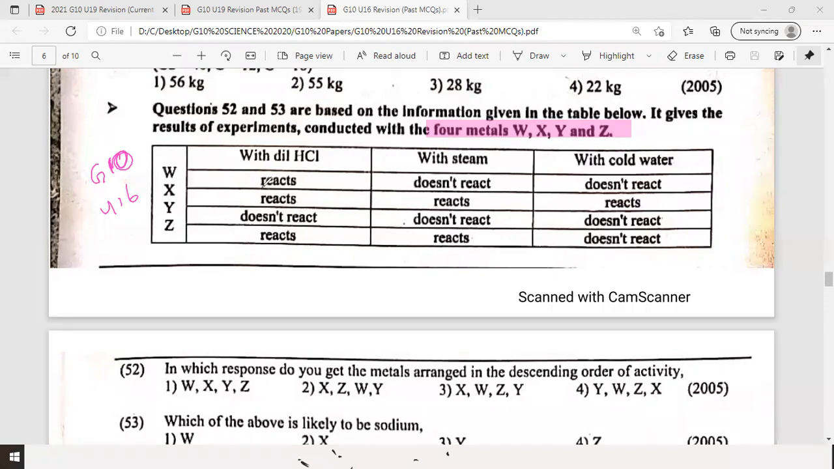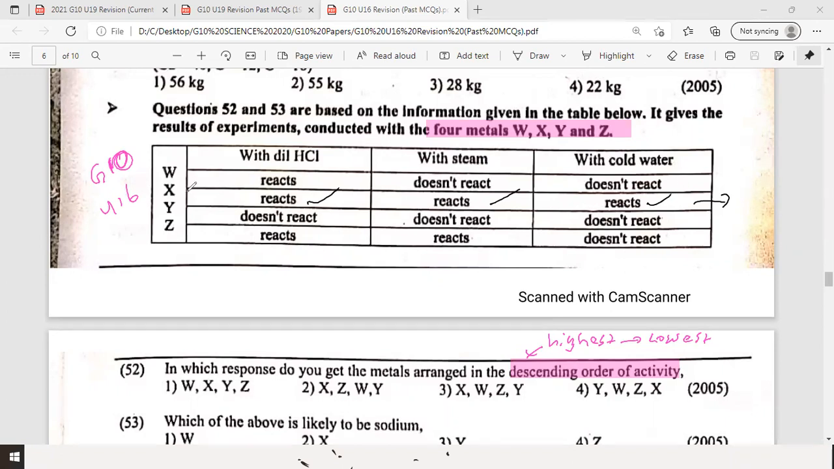They are asking for descending order of activity. Always highlight and pay attention to the key word. Descending order of activity means highest to lowest activity. Which one has the highest activity? React, react, react. Even without chemistry, if you have common sense, you can see that. If something reacts with everyone, what is the most reactive one?